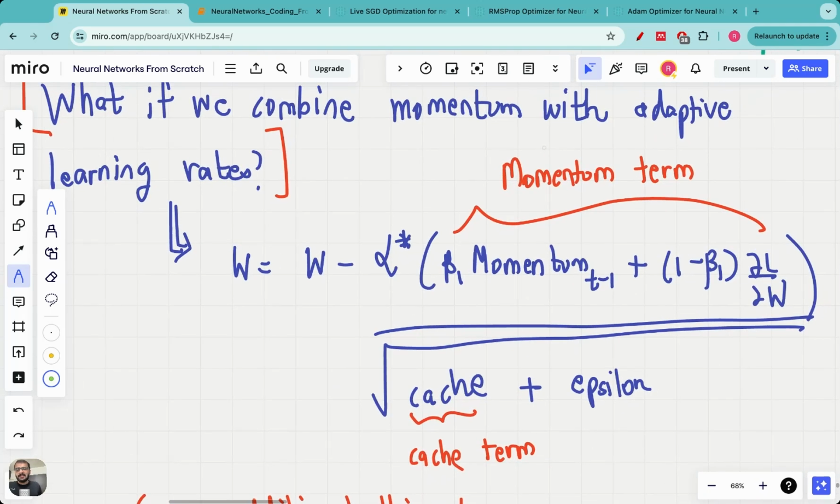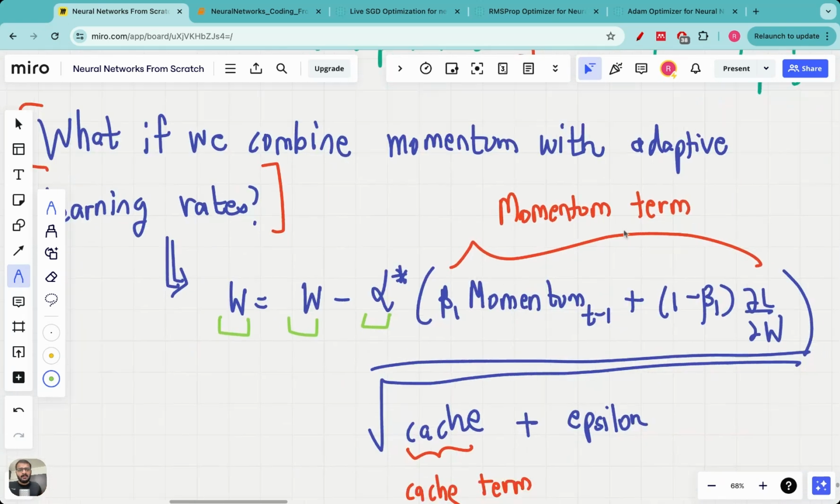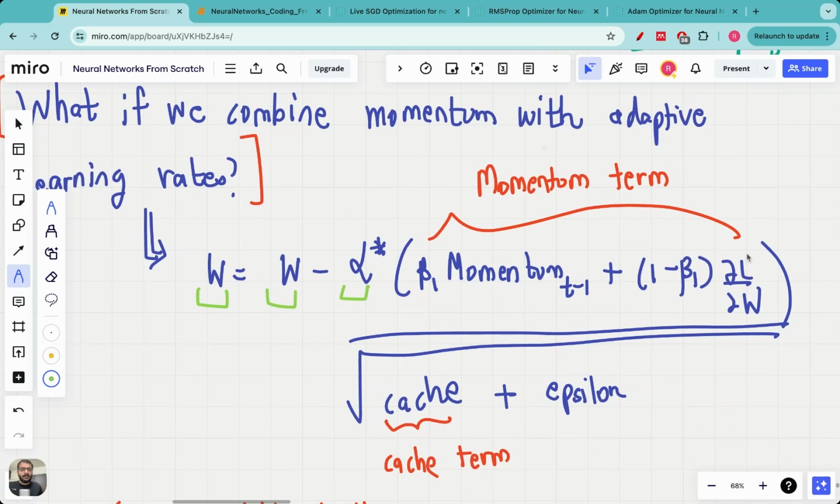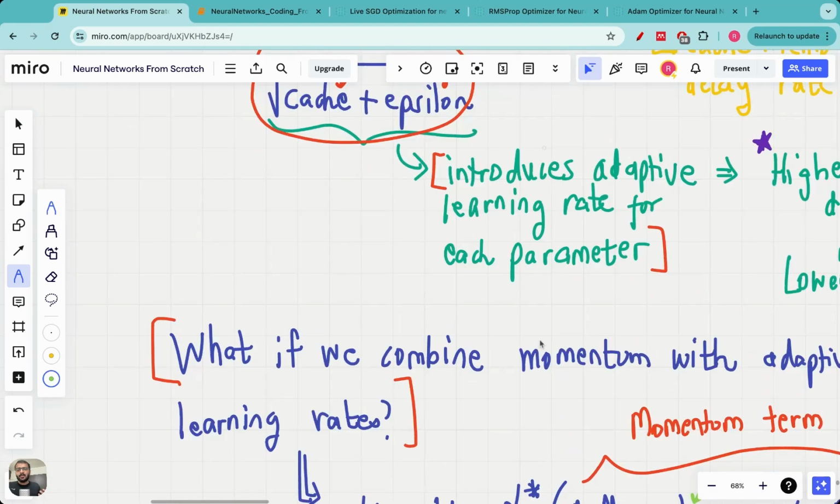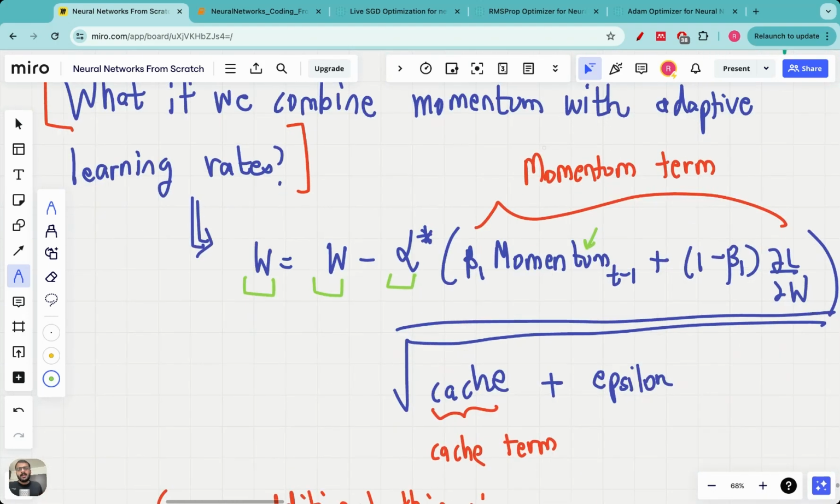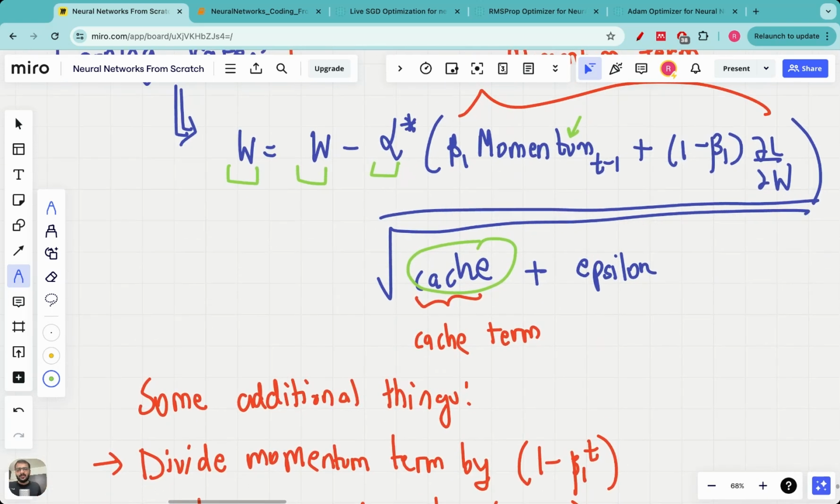So what the Adam optimizer says is, why don't we say that the present weight is the old weight minus the learning rate multiplied by the momentum term. So instead of using the partial derivative of loss with respect to w, we use the momentum term here, which gives importance to the past gradients also, and then we divide by the square root of cache plus epsilon, which is exactly similar to what we did in RMSProp. Let me call this numerator term the momentum term, and let me call this cache over here the cache term.